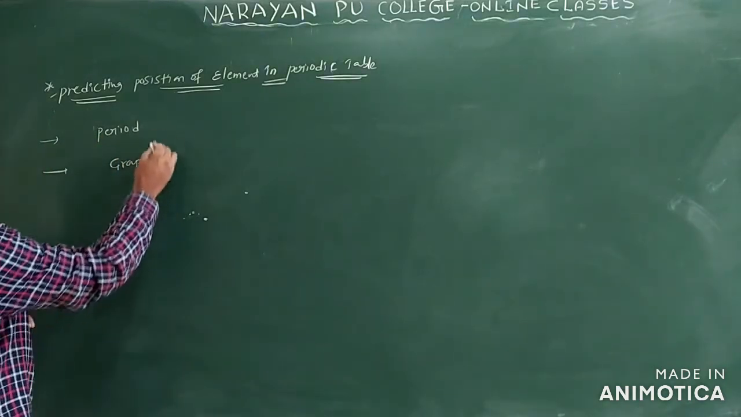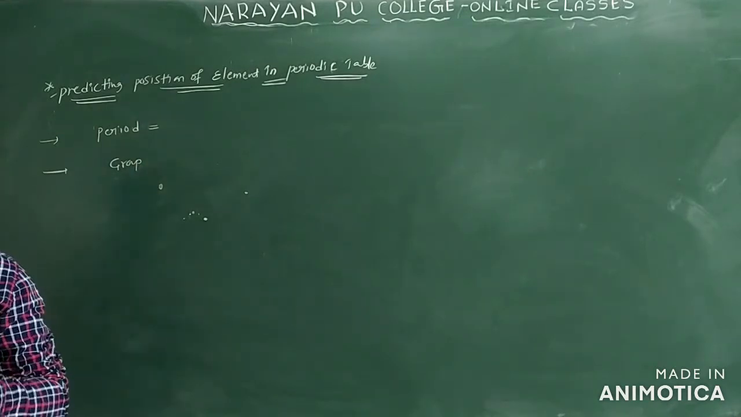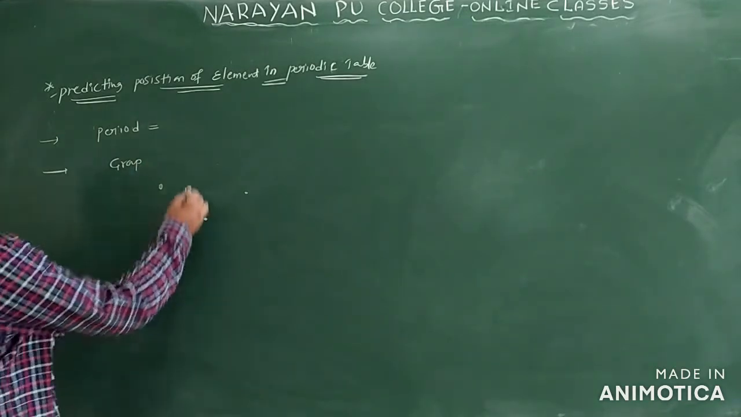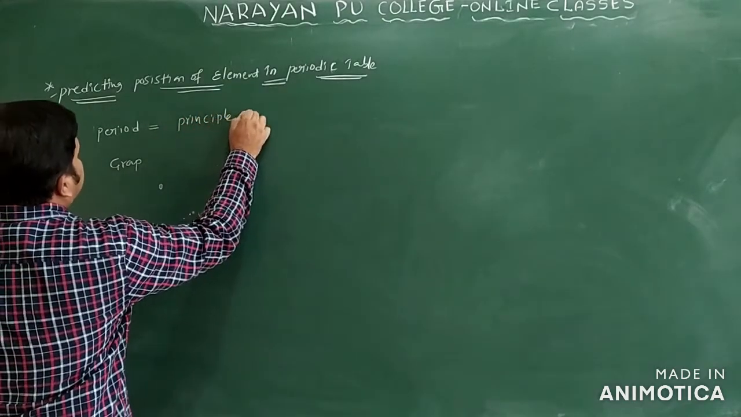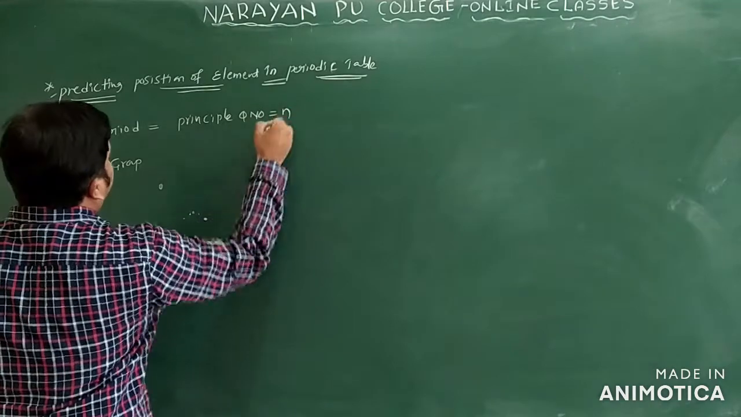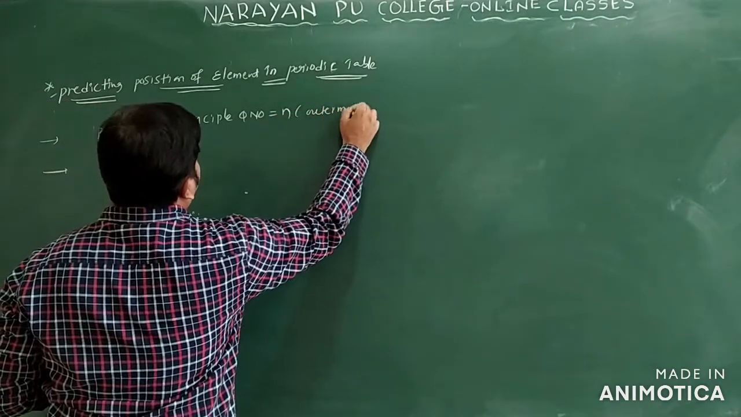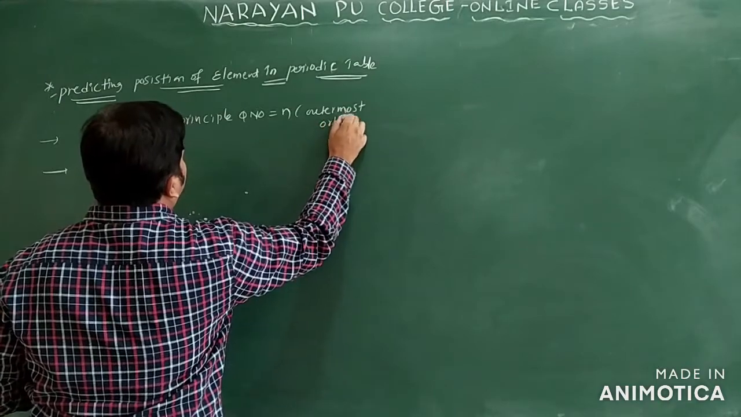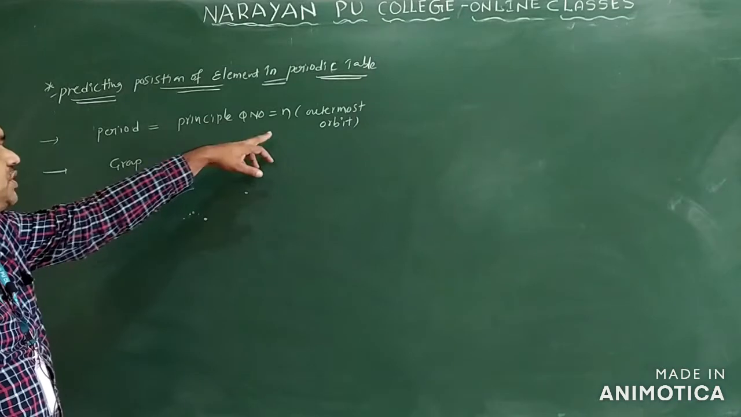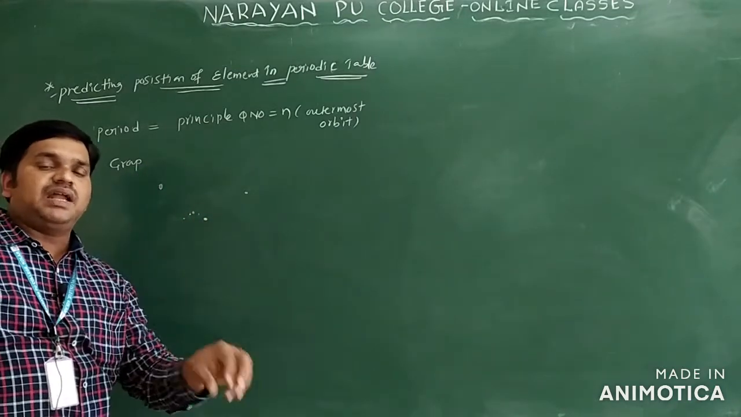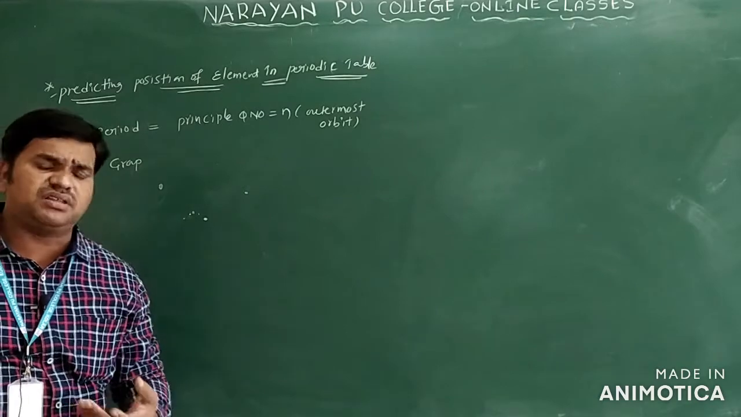How can you find the period number? The period number always represents the principal quantum number, which is equal to n. What is n here? n is the outermost orbit. If you see the outermost orbit, you can easily say which period the element belongs to: the first period, second period, or third period.